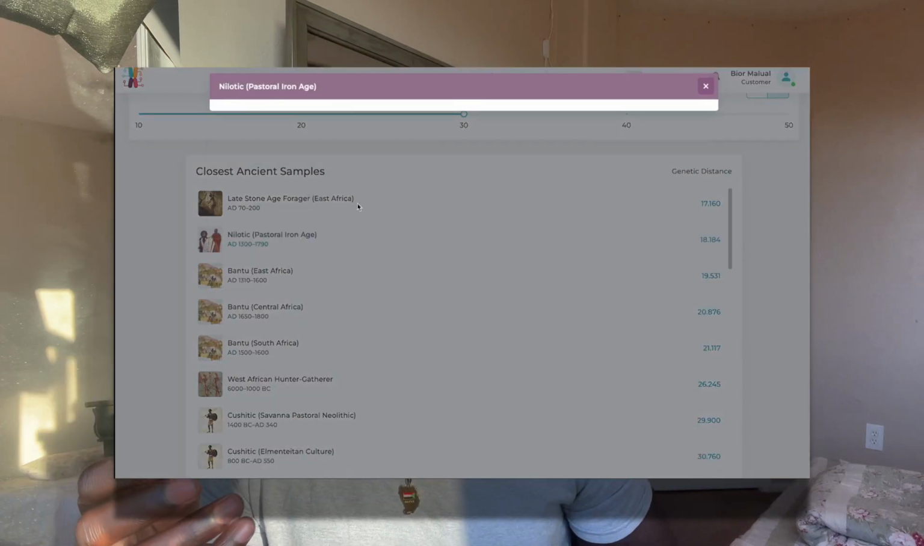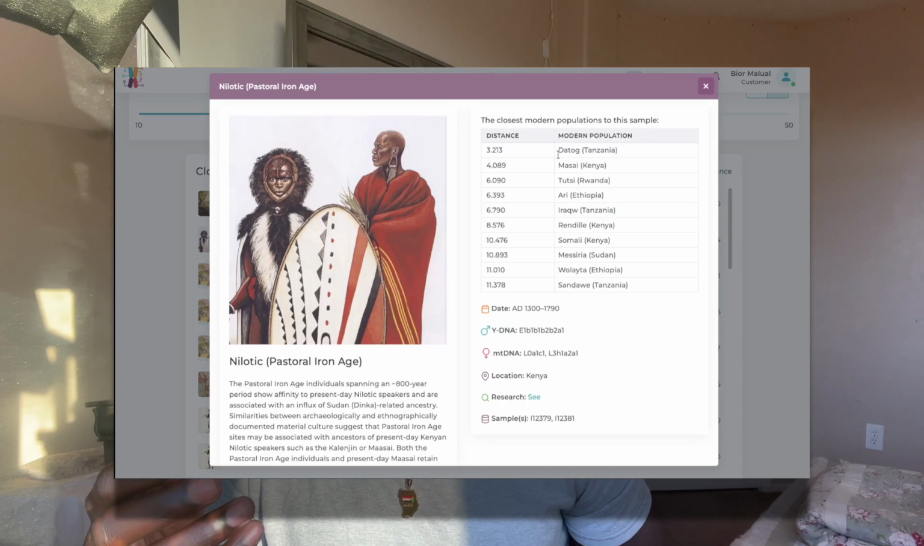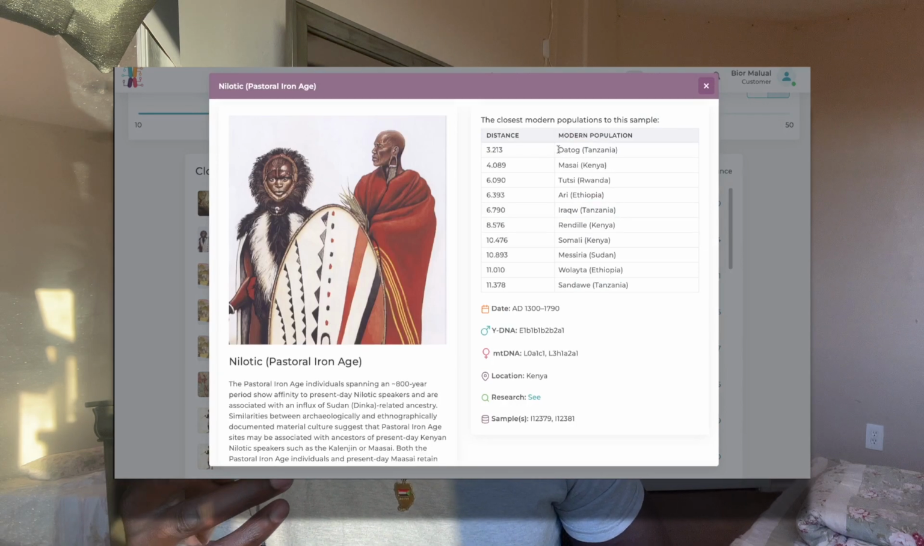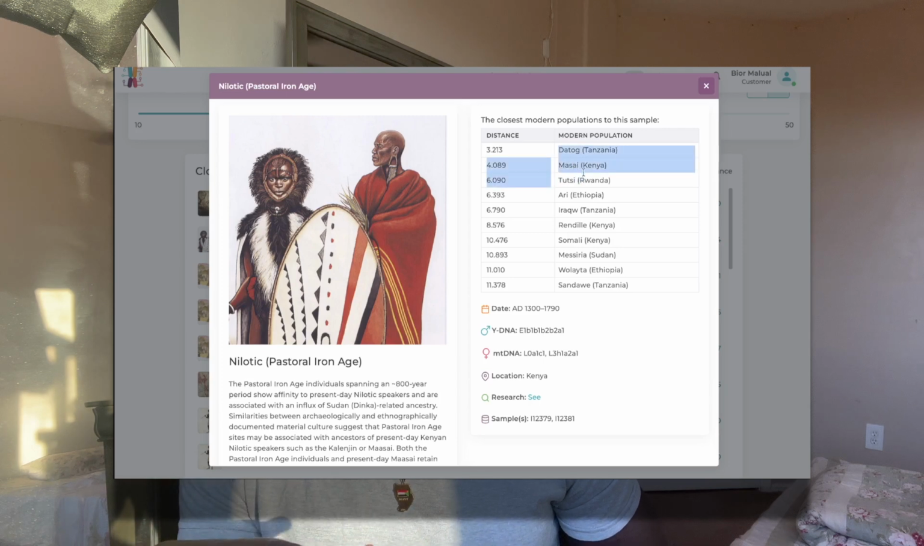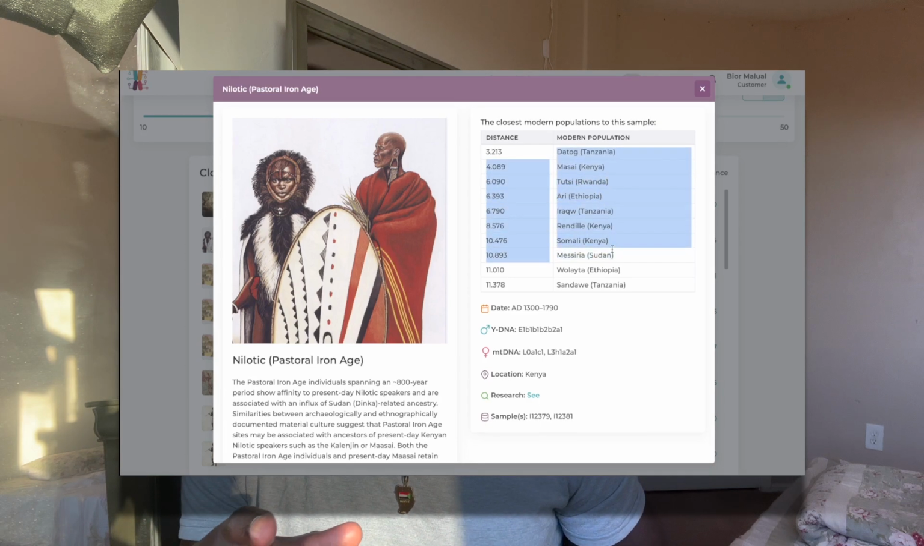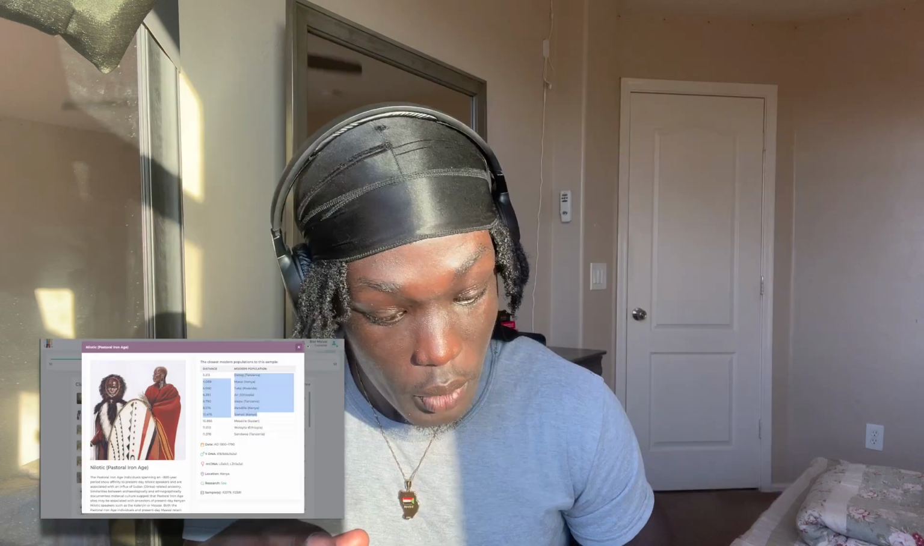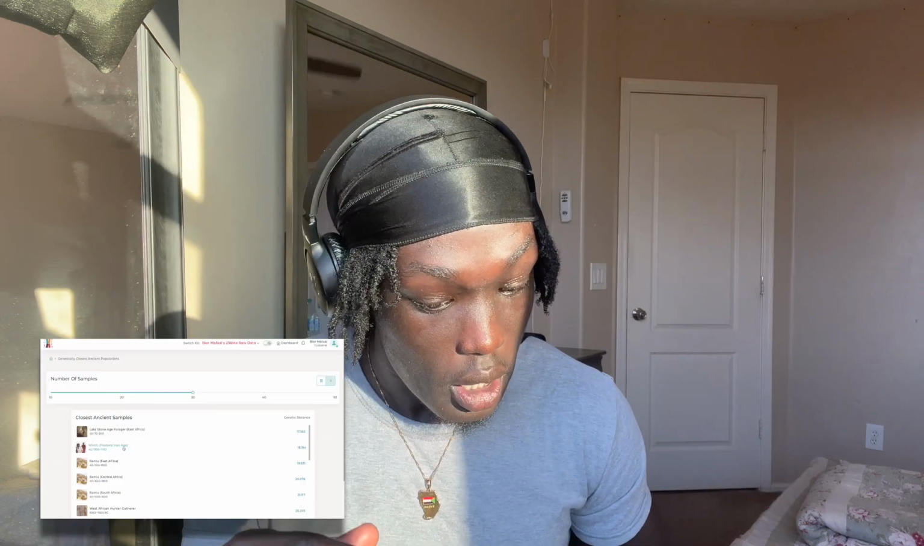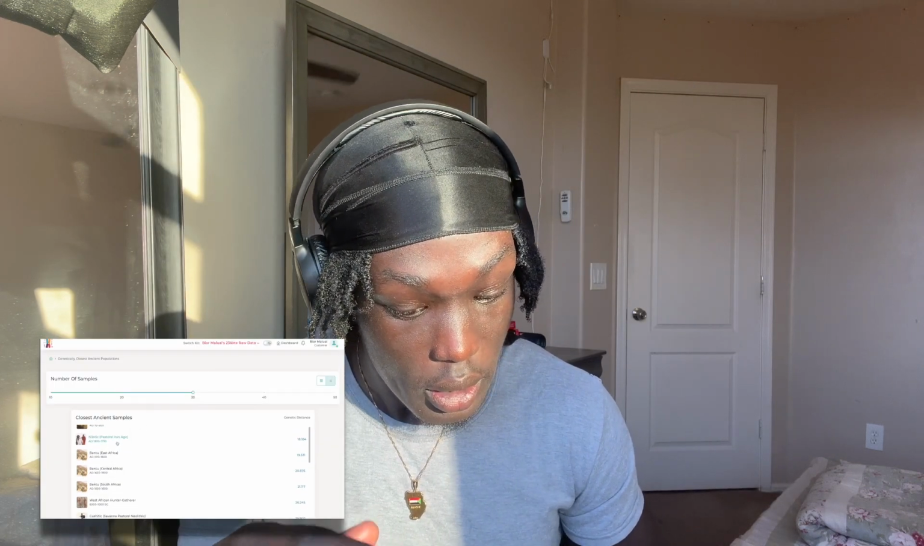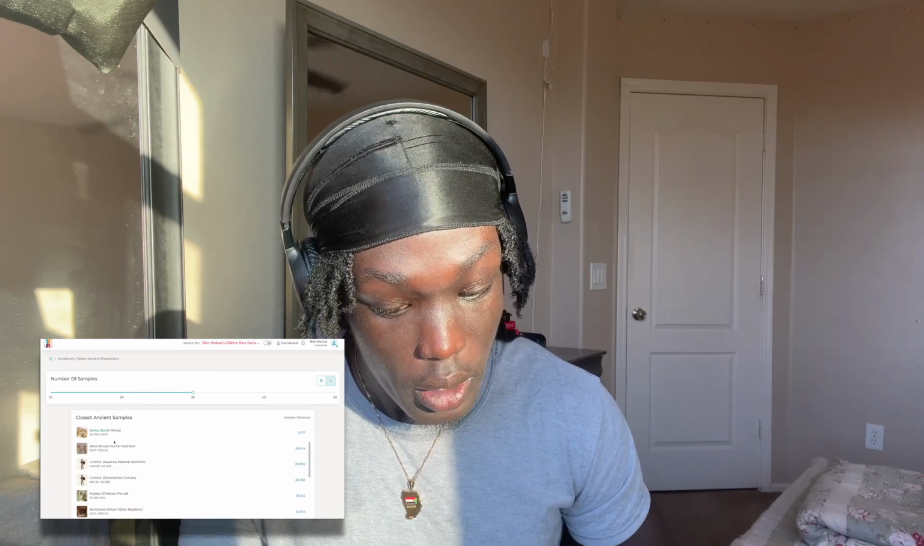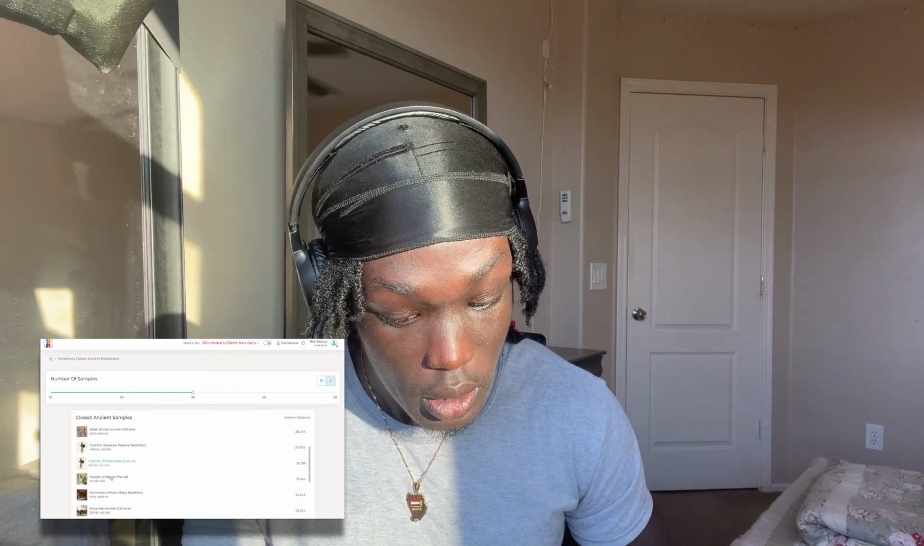And then for the Nilotic ones, let me see. Yeah, you can see here for the Nilotic Iron Age, the closest people to them are the Togas, Maasais, Tutsis, and whatever. Even the Somalis are a little bit closer to them. So these are the ancient populations, and this is kind of like Middle Ages from the 1300s to 1700s.